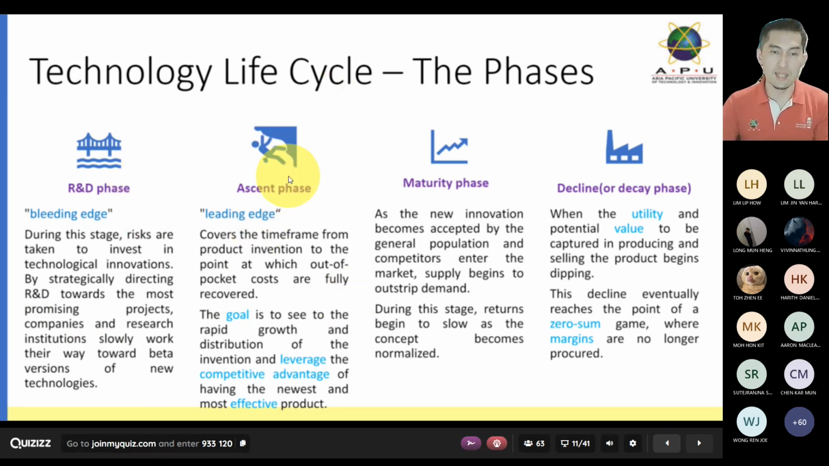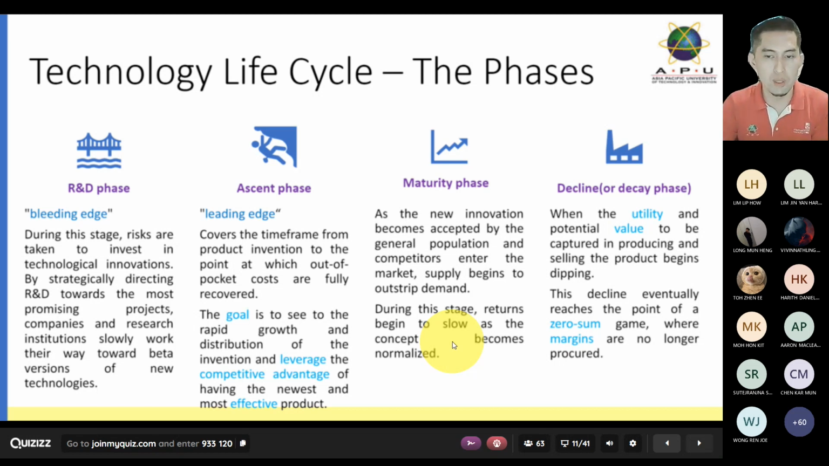That's why you see the word ascent, right? Ascent meaning, of course, the line starts going up. It's growing and is commercially available. More importantly, a lot of people are using it already, right? When it starts maturing, which means it reached the peak, you will notice the line starts to peak and it starts going stable again.